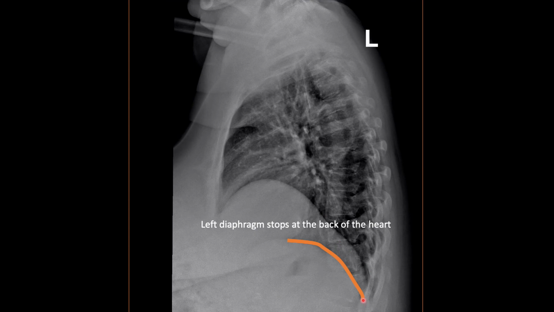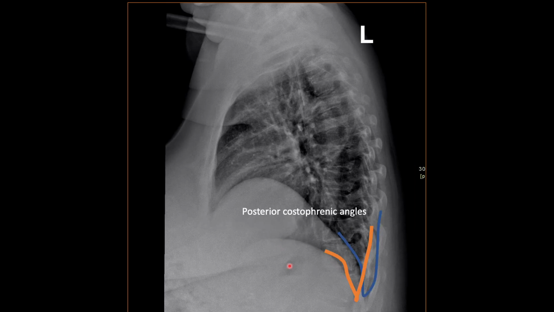The diaphragm that starts from the back and is stopped by the heart. So remember, this was the heart. The diaphragm that stops at the heart, because the heart is sitting on top of it, is going to be the left diaphragm. So that's an easier way to remember that.